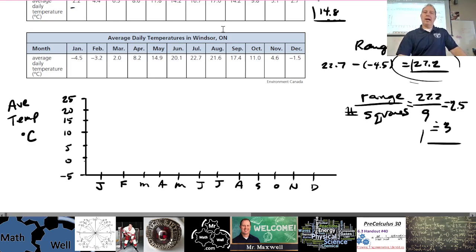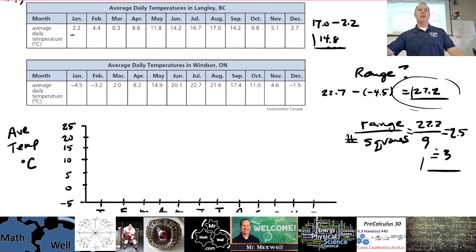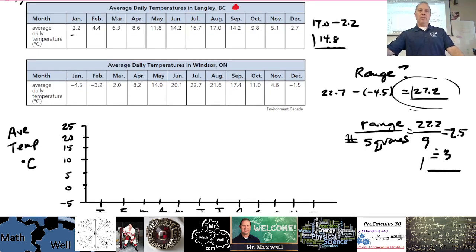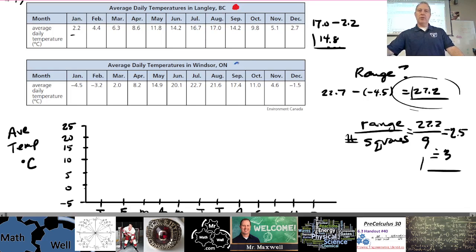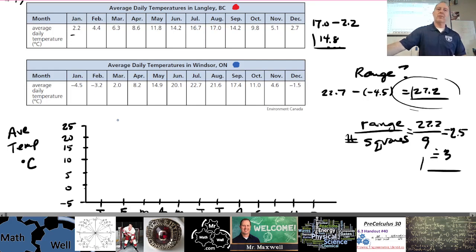Okay, so another thing we have to do here is if we've got 2 cities, 2 sets of data, we need to distinguish one city from the next. So let's make Langley a red dot, okay? And then we'll make Windsor a blue dot, okay? So the data sets. So let's go with Langley first.